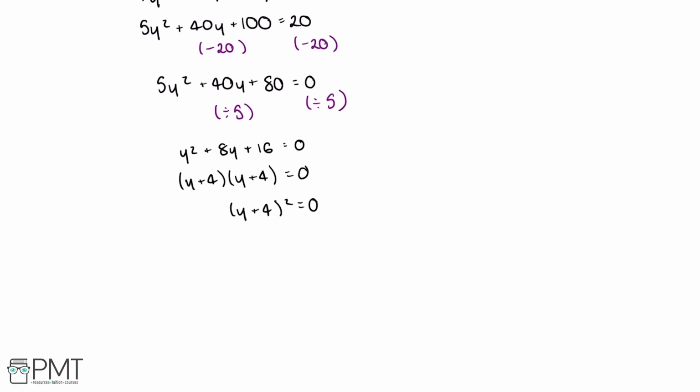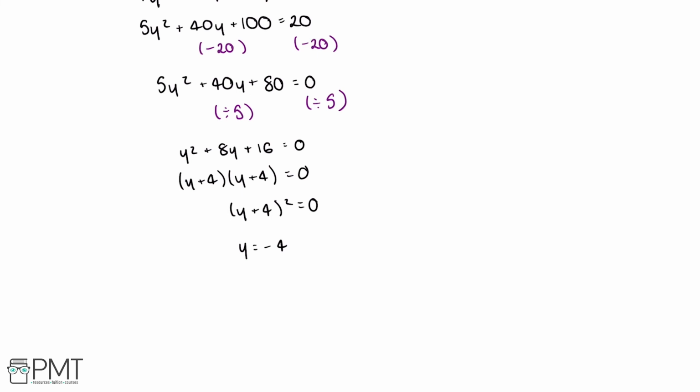So in order to make this equation true, so to make this equation equal to 0, y would have to equal negative 4. And there are no other values which we could substitute into this equation for y, which would make this equation true. So therefore we've shown that there's only one intersection of the straight line and the circle.